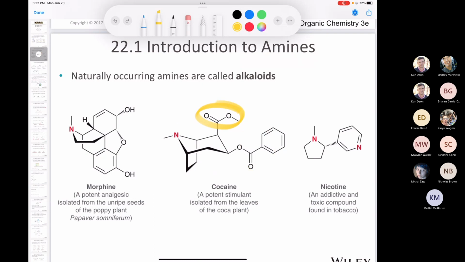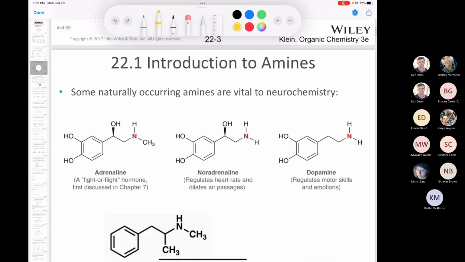And then nicotine. If you've ever known a friend who's maybe addicted to tobacco, well, nicotine has two nitrogens in it, so two heterocycles in it. It's got a pyridine in it and a pyrrole or a pyrrolidine in it. Anyhow, so we call these alkaloids. Any kind of naturally occurring compound that has nitrogen in it, we call it an alkaloid. Some other naturally occurring amines are interesting in neurochemistry.